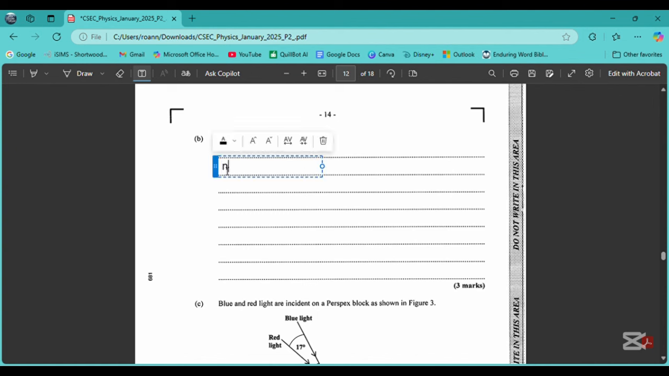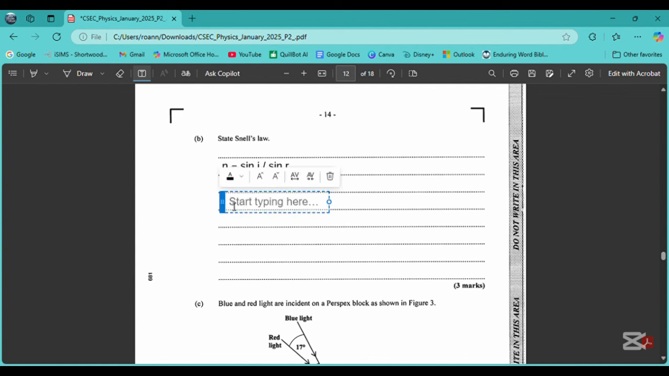Now state Snell's law. And Snell's law comes from, well, if you remember the formula, it makes it easier to remember his law. And his formula is n is equal to sine i over sine r, n being refractive index, sine i being sine of incidence, sine r being sine of refraction. So before we were looking at reflection, but with Snell's law, we work with refraction.